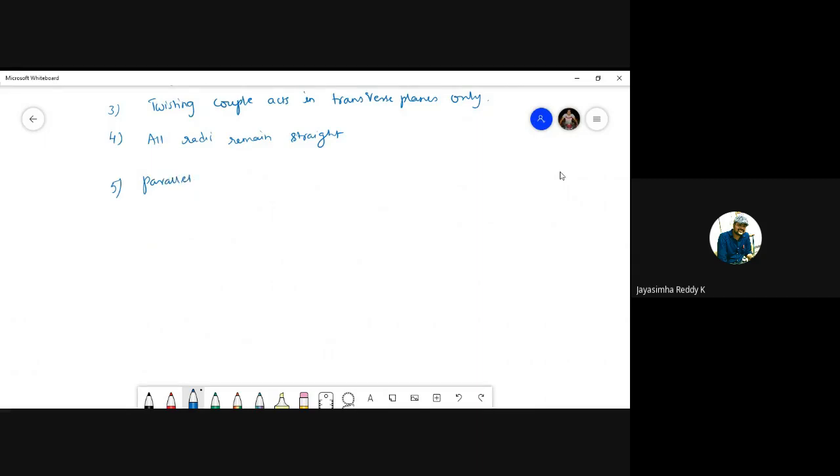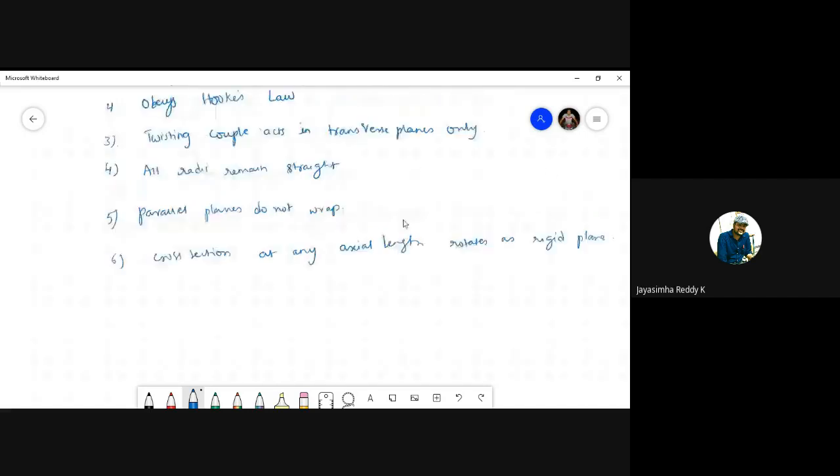I'll send you notes of this in detail, so I'm just writing it in shortcut. Parallel planes do not wrap. I'll explain this also. And then the last one is: cross section at any axial length rotates as a rigid plane. Okay, so these are all the assumptions, students.